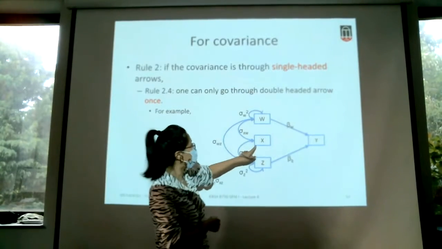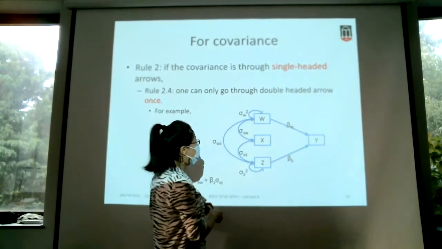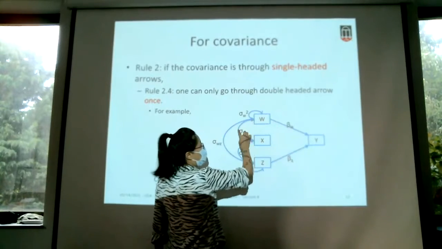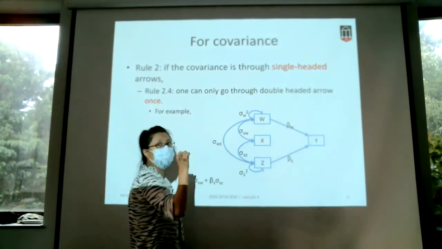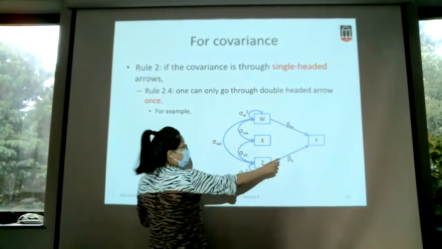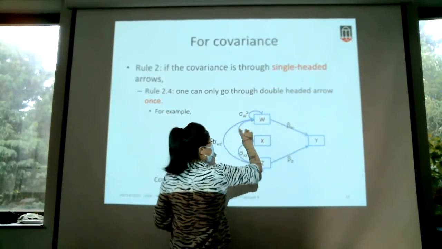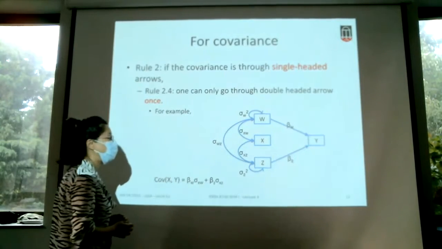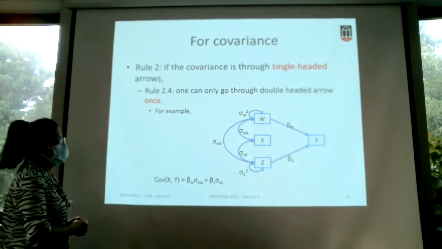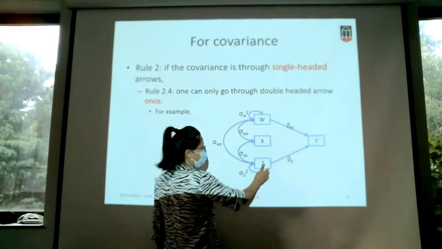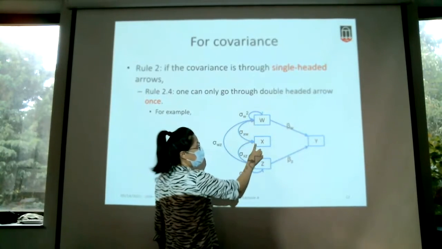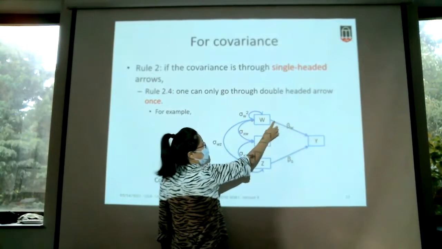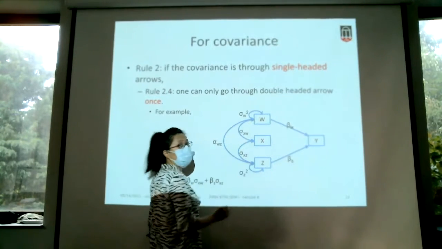Again, if you want to look at the covariance between x and y, then you can use this path or this path and add these two components together. So it will be beta w times the covariance between w and x, plus beta z times the covariance between x and z. That's it. You cannot go to w, go to z, go to x. No, that's not allowed.